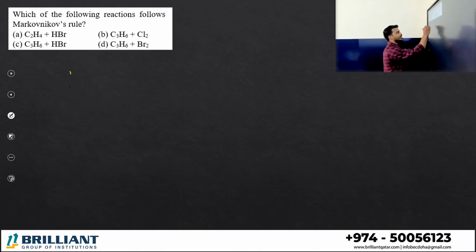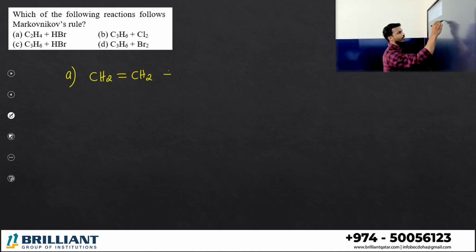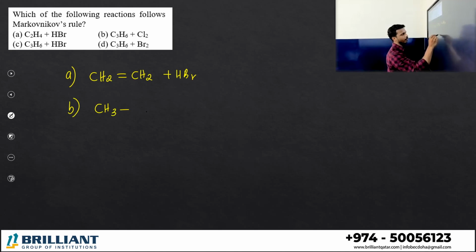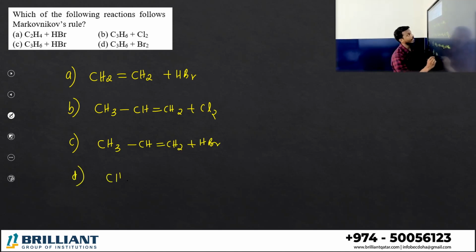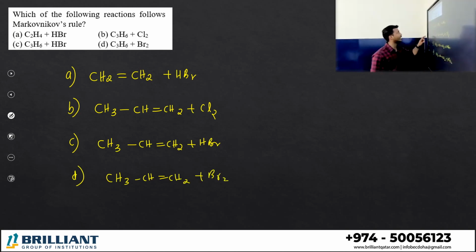What is option A? C2H4. What is C2H4? Ethene with HBr. What is option B? C3H6. This is propene. Propene treating with which one? Cl2. What is option C? C3H6. Again, propene with the HBr. What is option D? C3H6. Again, propene, with which one? Br2. Question, what is that? Which of the following reactions follow Markovnikov rule? Which will follow Markovnikov rule?